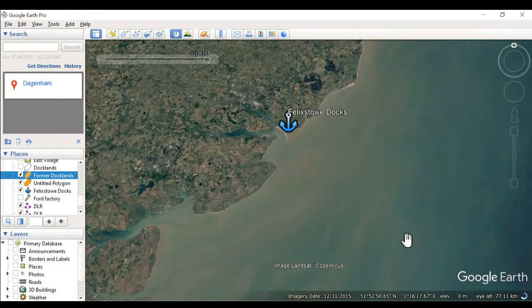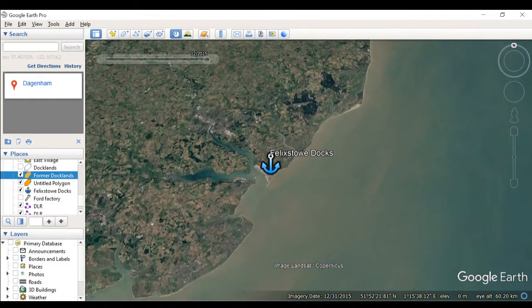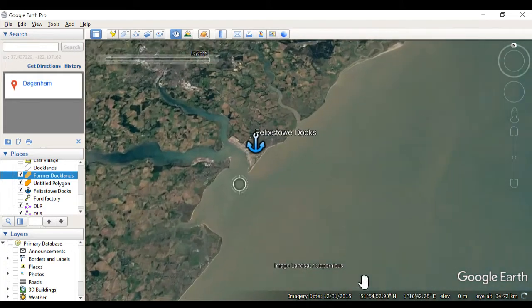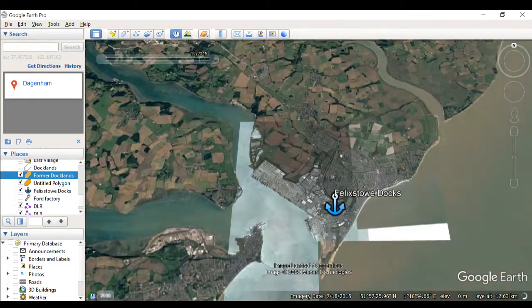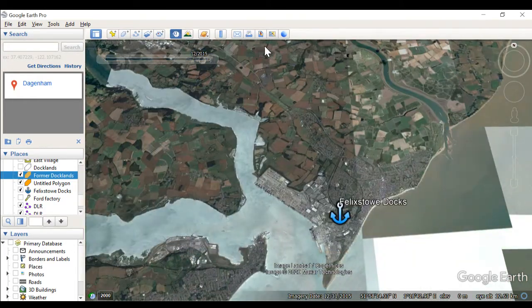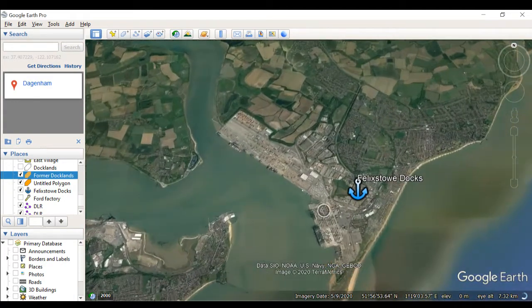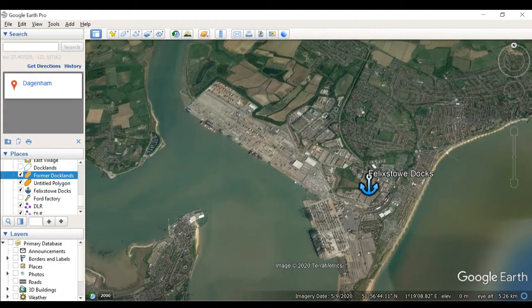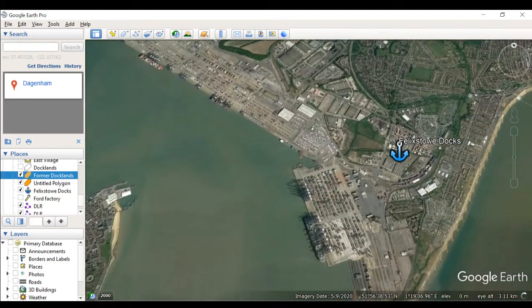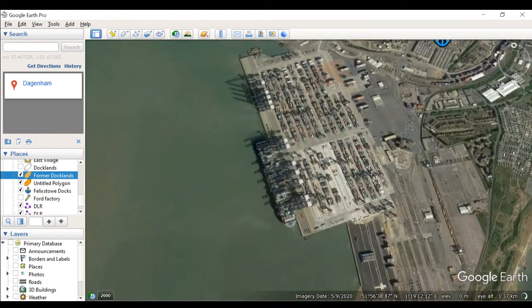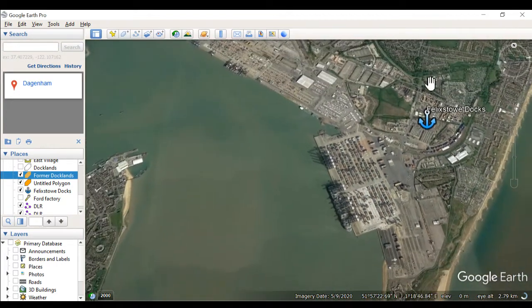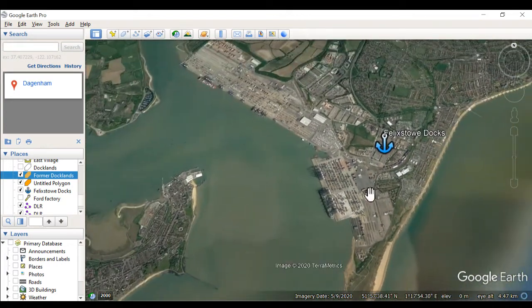Felixstowe is out of the Thames. This meant the larger ships didn't have to struggle up the Thames, so the ships could be much, much bigger and carry much, much more cargo. If I turn this layer off for a second, we can see this is where the UK's largest current port is. If we zoom in, we can see a container ship being loaded and unloaded. This is where the containers will be stacked up, and again, there's lots of storage capacity.